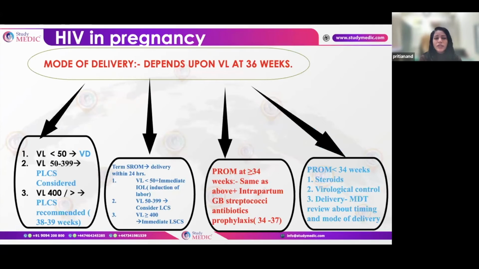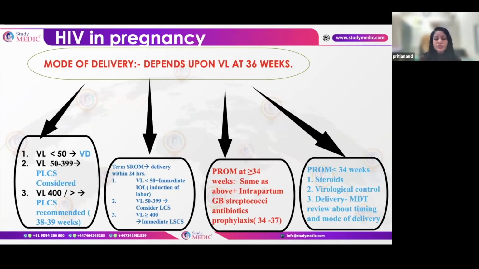Now, mode of delivery depends upon the viral load at 36 weeks. If viral load is less than 30, your patient can plan a vaginal delivery. If it is 30 to 399, cesarean section should be considered. And if it is 400 or more, then a planned cesarean section between 38 to 39 weeks should be done.